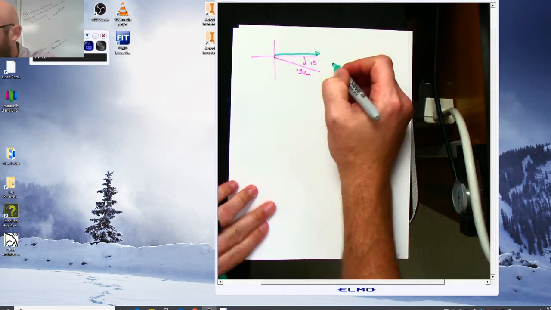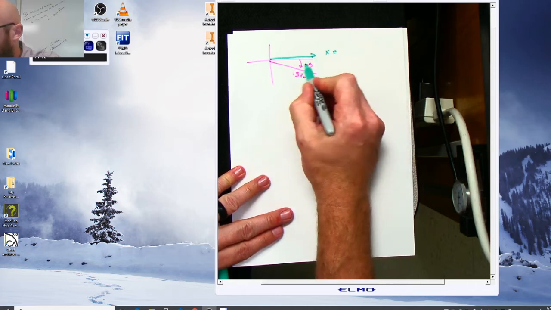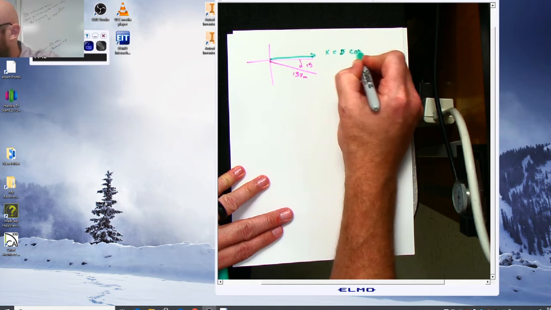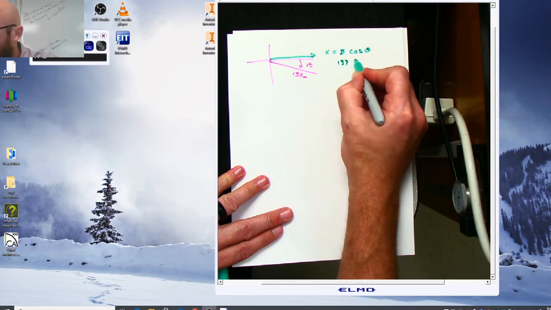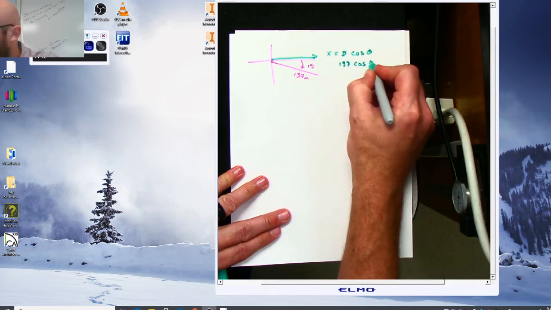So you say X is equal to 137, in this case the distance, times cosine of the angle. When you use this, it's 137 cosine because it is the adjacent leg, cosine of 15.